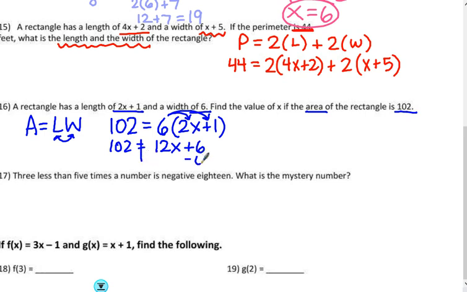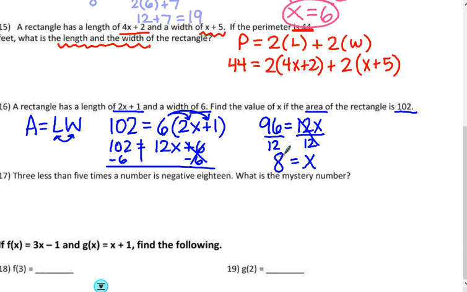We subtract 6 from both sides. I get 96 equals 12x. Then I divide both sides by 12 to finish solving for x. That reduces to 1x equals 8. x equals 8, and that was the question. It asked what is the value of x. Now if it asked me to find the actual length, I would need to go in and plug in that x value.